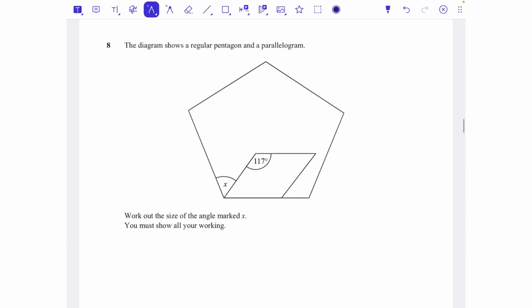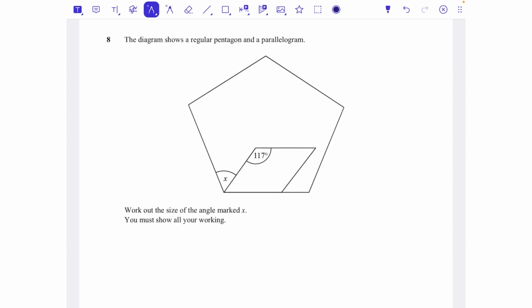Question number 8. The diagram shows a regular pentagon and a parallelogram. Work out the size of the angle marked X. You must show all your working. So when we have a triangle, we know that the angles in a triangle add up to 180 degrees. For a quadrilateral or four-sided shape, we know it adds up to 360 degrees. And every time you add a side, you add another 180 degrees.